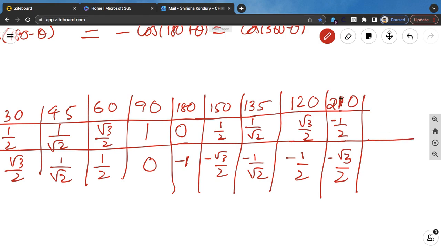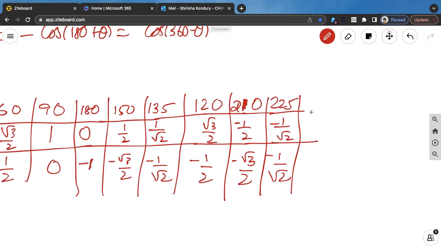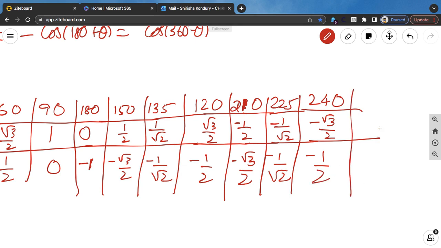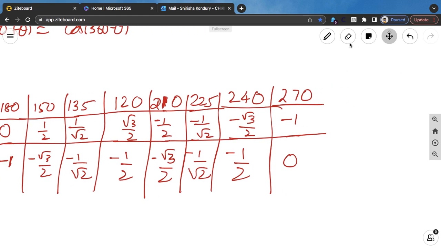I know 180 plus 45 also. Same value, but with a negative sign, third quadrant. I know sine of 180 plus 60 also. And I know 180 plus 90 as well. In the fourth quadrant, which values do I know?